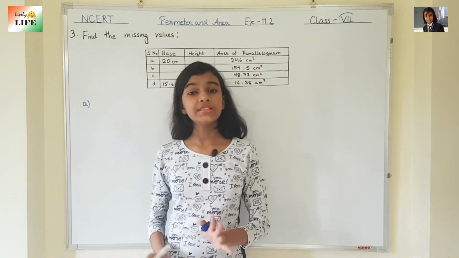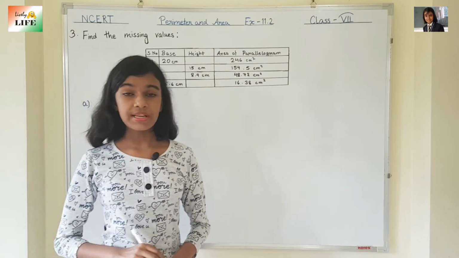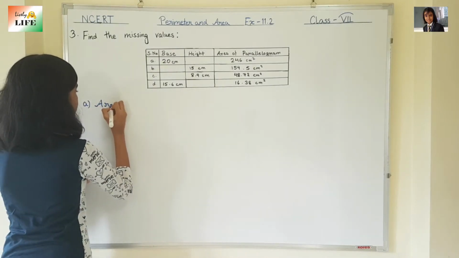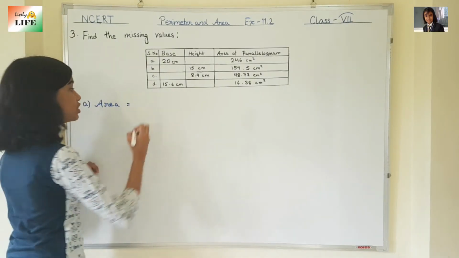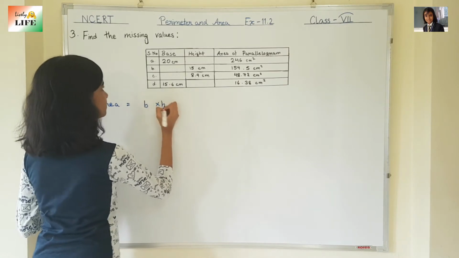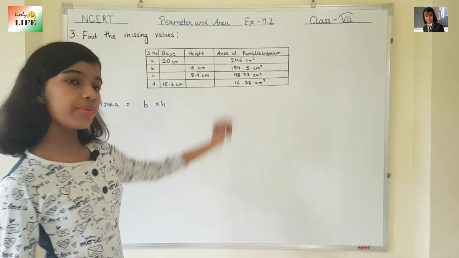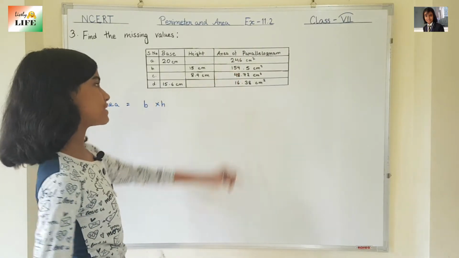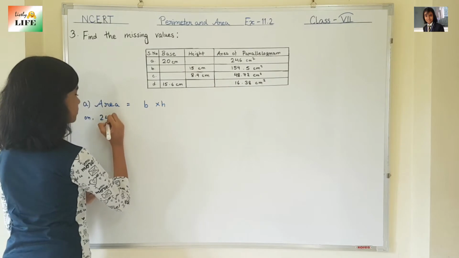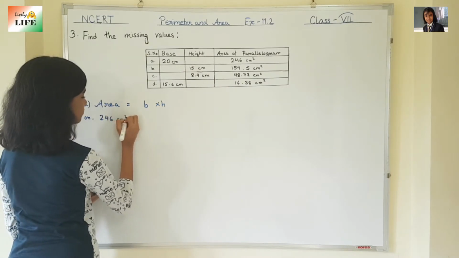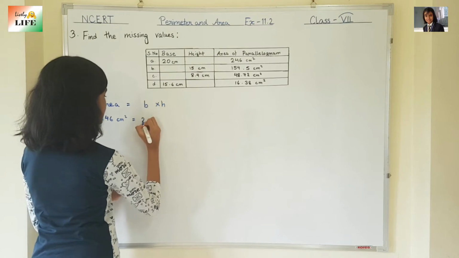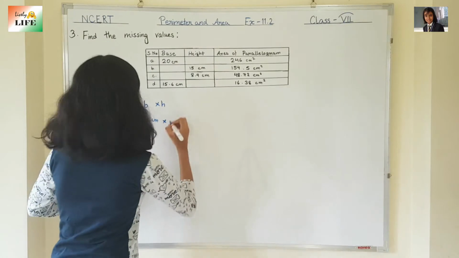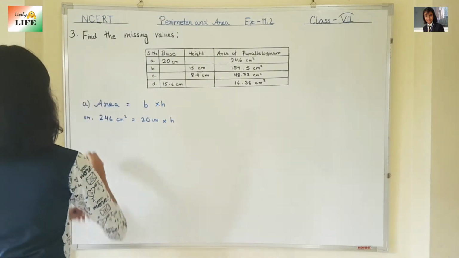So what do we know? What is the formula of finding the area of parallelogram? It is base into height, right? Base into height. So area is equal to base into height, B into H. Now the area of parallelogram is given, 246 centimeters square. Base is given, 20 centimeter. And height is not given. We need to find the height, right? It is going to be H.